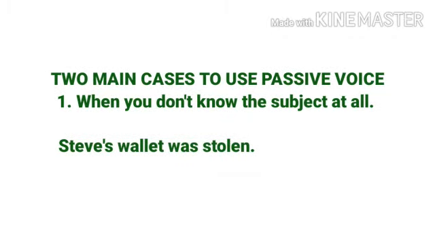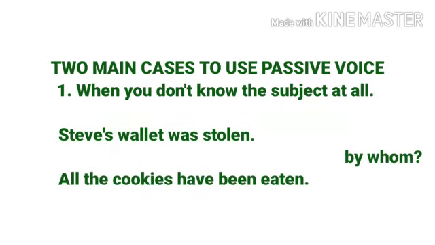There are two main cases when we have to use passive voice. When we don't know the subject at all. For example, Steve's wallet was stolen. Here wallet is the object and it was stolen, but we don't know by whom it was stolen. It means we don't know the subject here, so we have used passive voice. Here we are again unaware of the subject. Now let's look into the next case. Another example is all the cookies have been eaten. Again, we don't know by whom the cookies have been eaten. So, the first case where we have to use passive voice is when we don't know the subject at all.